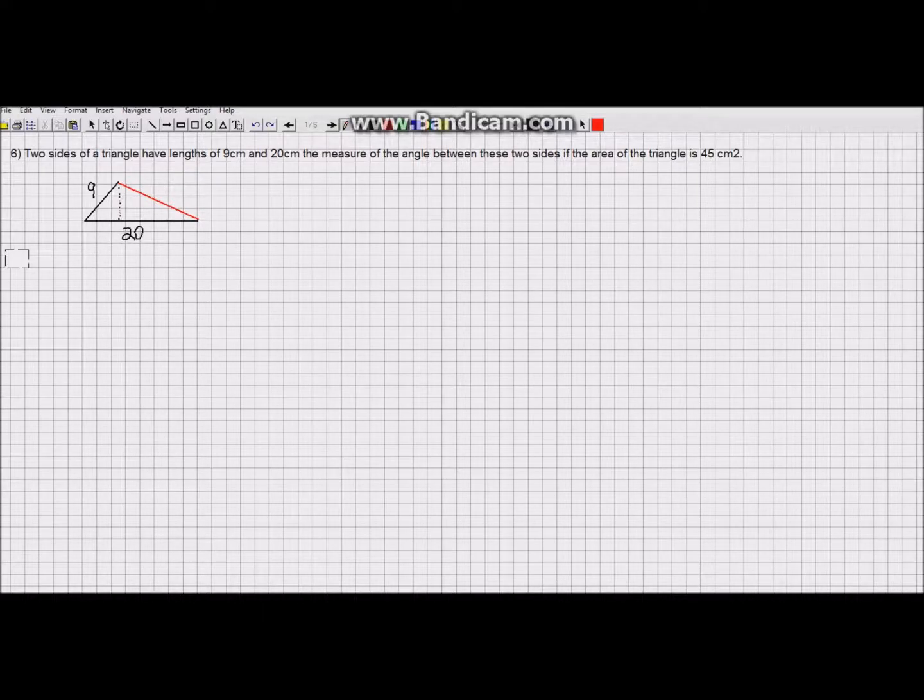I can drop a perpendicular to the x-axis. I'll label that altitude y, and I'll label the angle between 9 and 20 theta. In looking at the triangle with that right triangle made by the perpendicular, I can say that the sine of theta is equal to the opposite side y over the hypotenuse 9. I'm going to use this value and substitute it into my area equation a little later on.